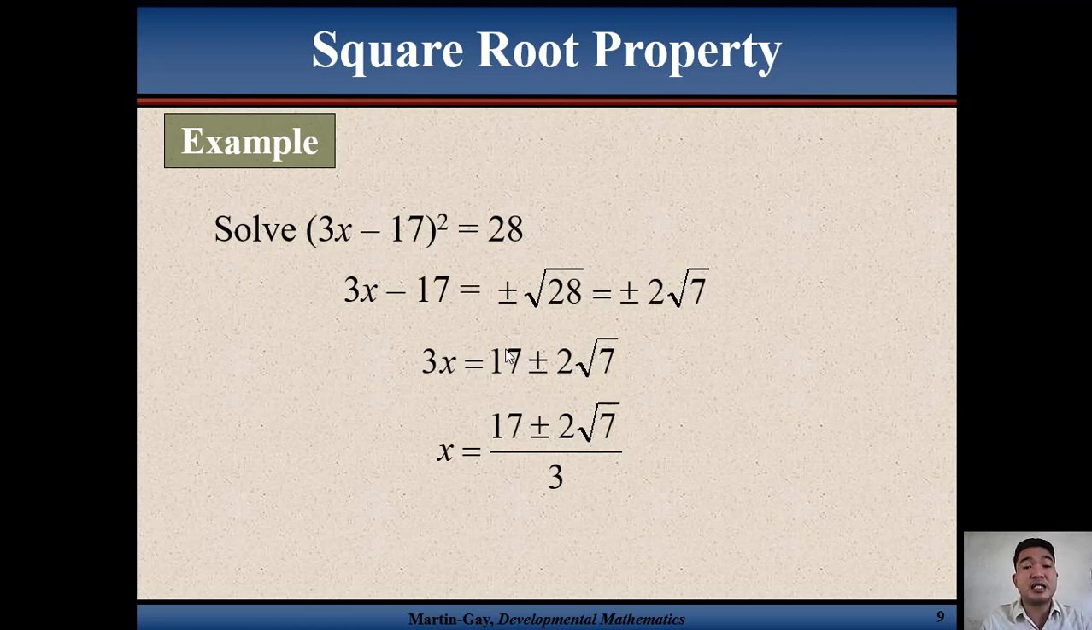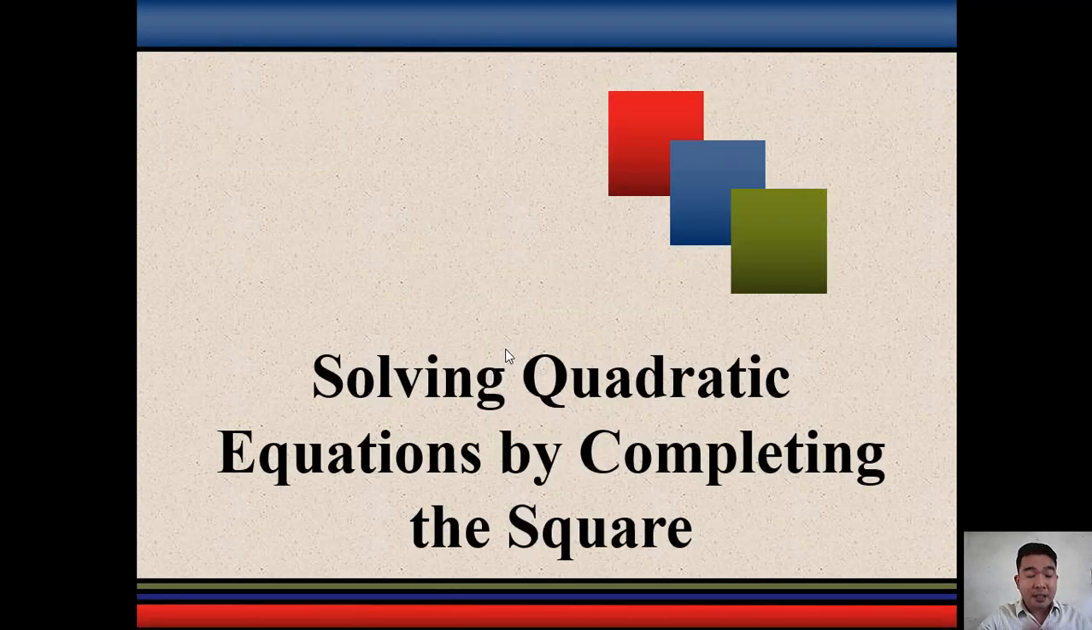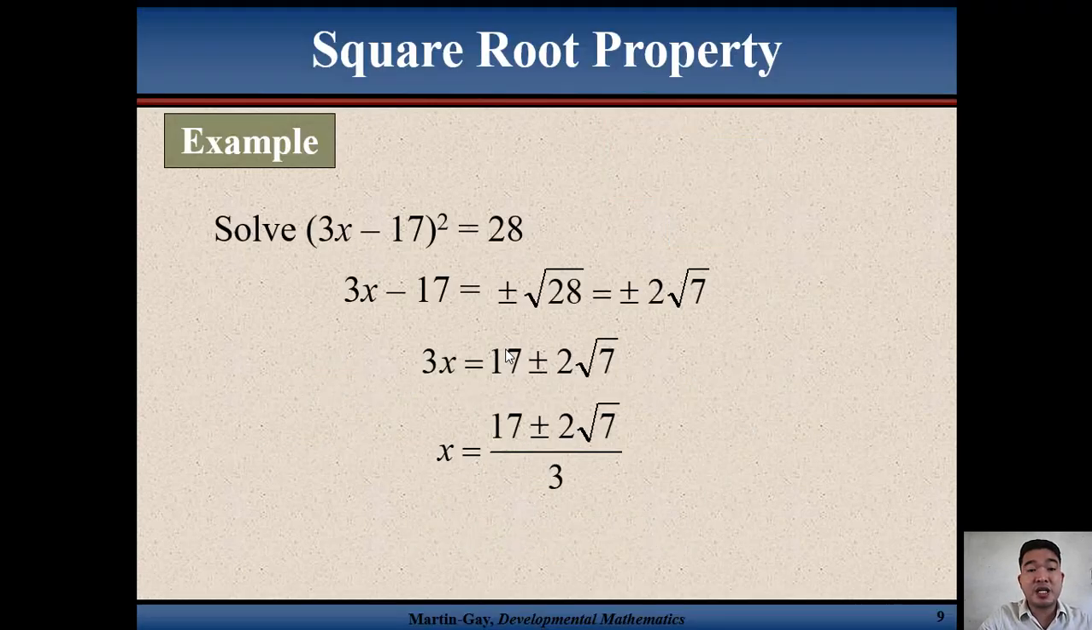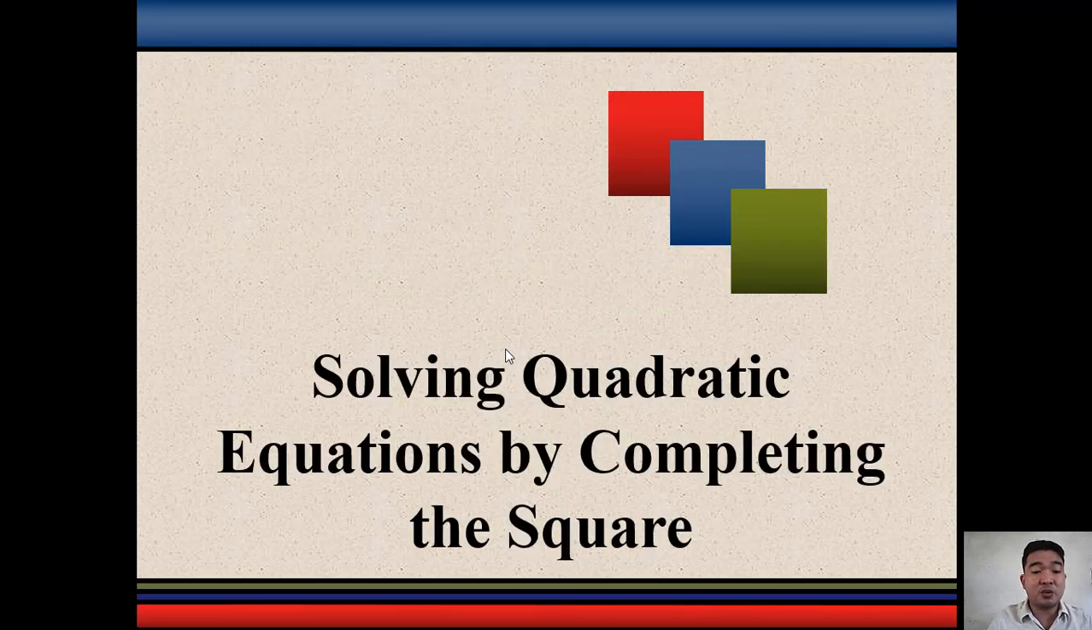The first one is 17 plus 2 the square root of 7 all over 3. And the other one is 17 minus 2 the square root of 7 all over 3. And that is how we solve quadratic equations, by extracting the square root or using the square root property. Let us have the second one. Solving quadratic equations by completing the square.